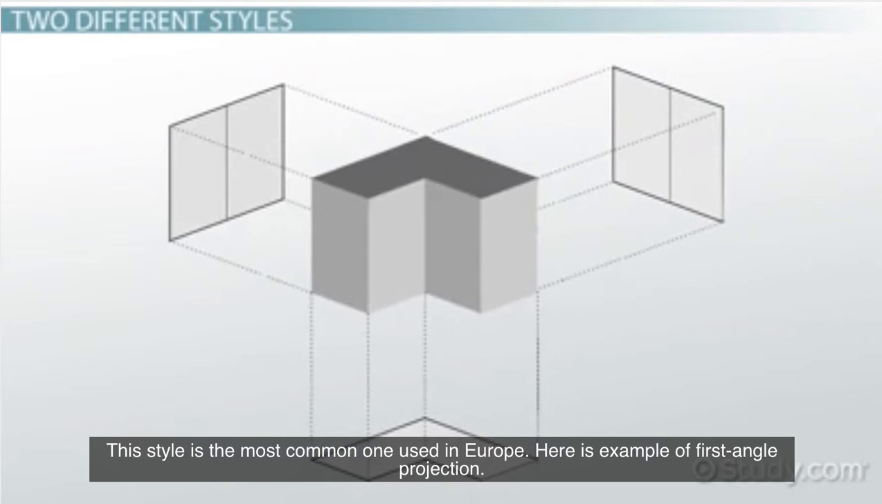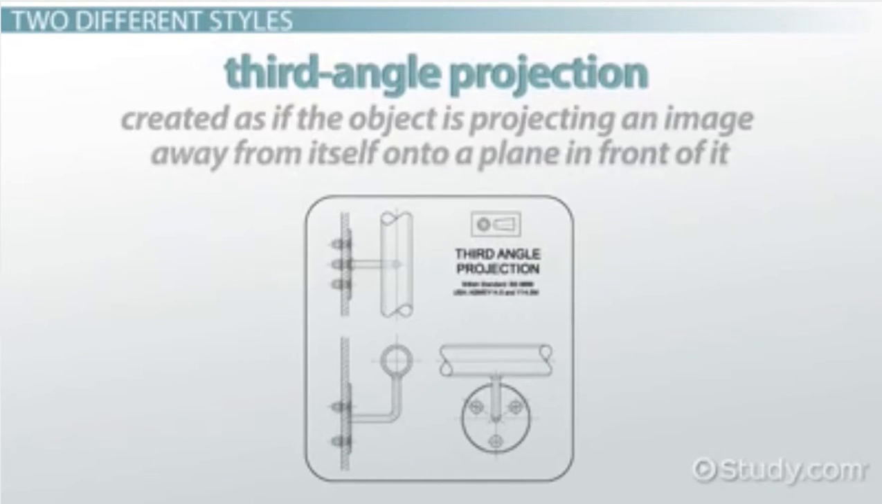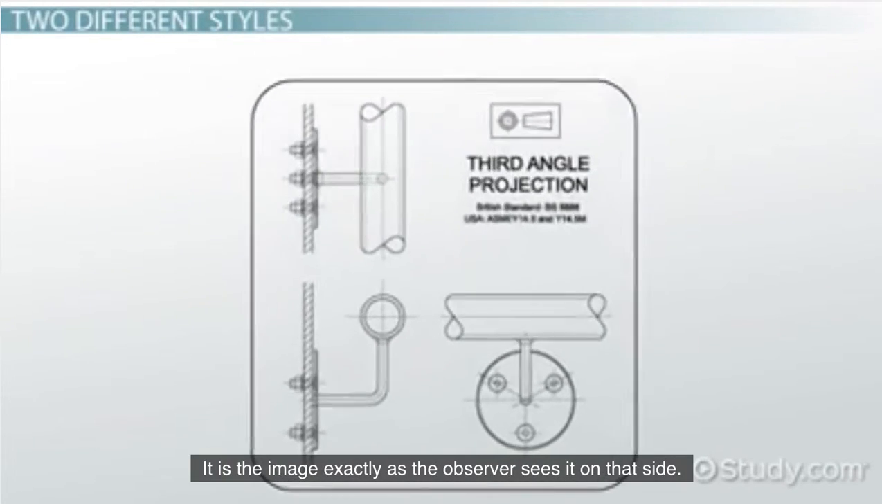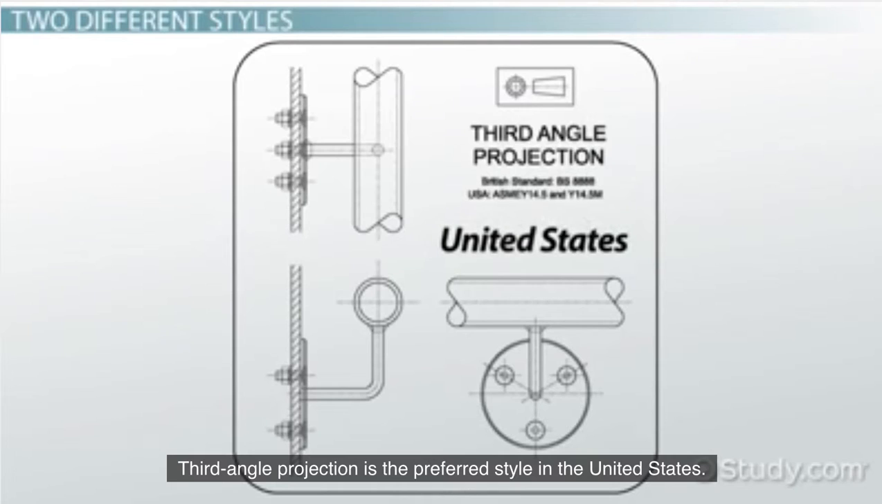Here is an example of first-angle projection. The red arrows represent the view of the observer with the image being projected on the other side. In third-angle projection, each view is created as if the object is projecting an image away from itself onto a plane in front of it. It is the image exactly as the observer sees it on that side. Third-angle projection is the preferred style in the United States.